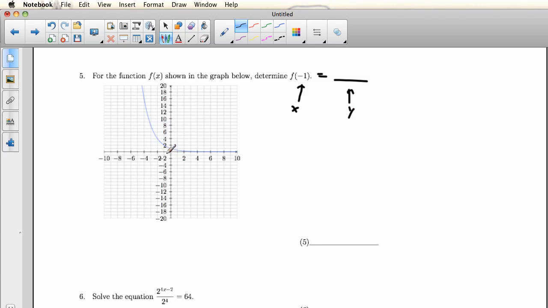So if x is negative 1, the y-coordinate looks like it's 2. A little hard to tell on this screen, but on the printout you can see it a little bit better. But when x is negative 1, y is 2. So that's the answer.